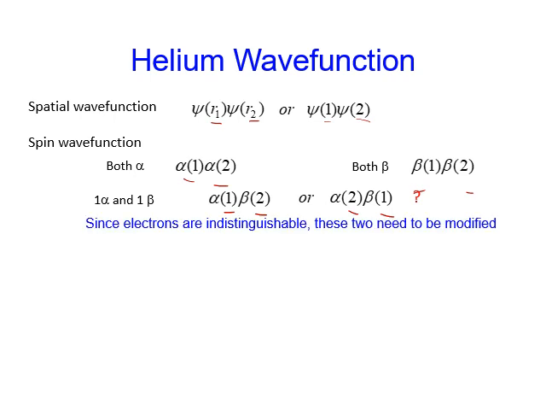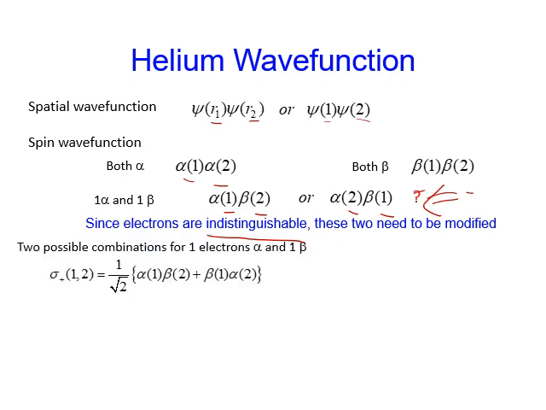Electrons are indistinguishable. So if we write it like this, that indicates we can distinguish electron 1 from electron 2, and that's not allowed. Therefore, we need to modify this. One possible way to write it is alpha 1 beta 2 plus beta 1 alpha 2. In this way, electron 1 and electron 2 are in different states, but they are not distinguishable.